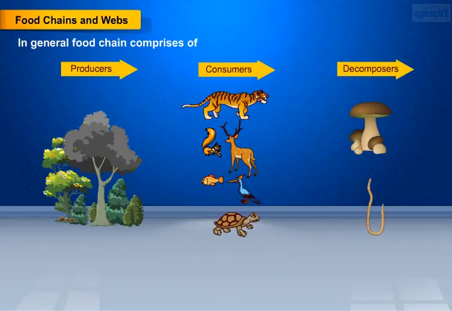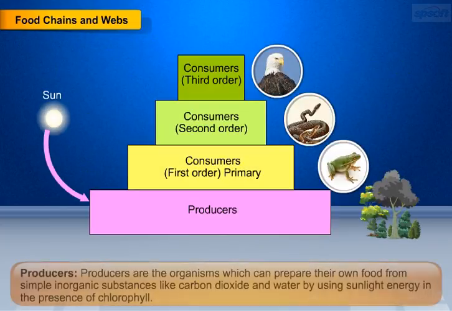Let us discuss each one in detail. Let's start with producers. Producers are the organisms which can prepare their own food from simple inorganic substances like carbon dioxide and water by using sunlight energy in the presence of chlorophyll. For example, plants. Here, the green plants produce carbohydrates by photosynthesis and also synthesize proteins and fats.